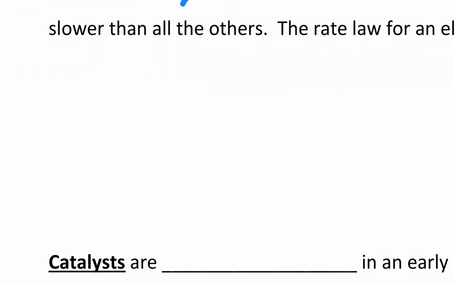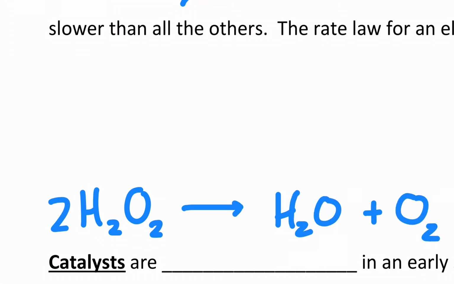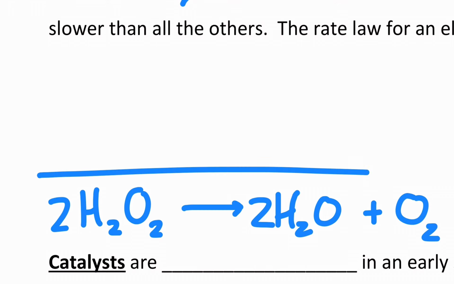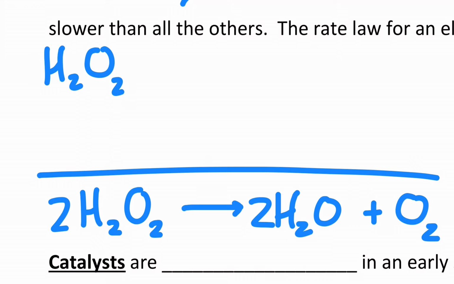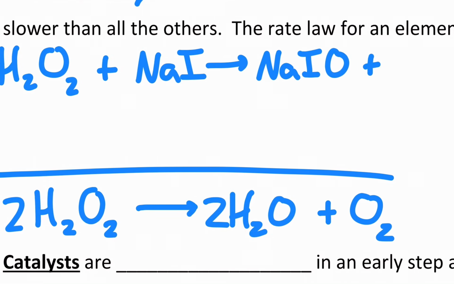Let's say we have the overall reaction for the decomposition of peroxide. Peroxide decomposes into water and oxygen. It takes 2 peroxides to give 2 waters and 1 oxygen. And this happens in 2 steps if we do it under catalytic conditions. There's a variety of catalysts that can do this. For example, peroxide, if I react it with sodium iodide, it'll first turn that into sodium hypoiodate and a water molecule.